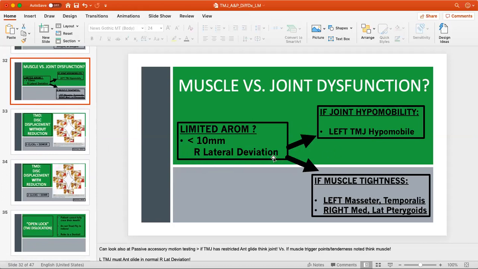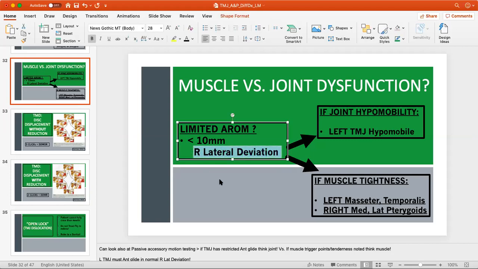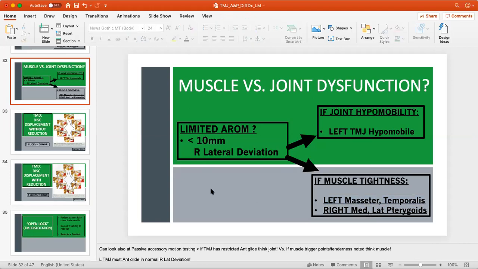In which case, if we have a reduced right lateral deviation, like we said, that left TMJ has to anteriorly glide, so that could be the presence of dysfunction. And then muscles could be tight. And which muscles could be tight? Well, they're going to be the muscles that are opposing that action. So they're going to be the same side muscles for these internal muscles that contralaterally deviate, or they're going to be the opposite side muscles for these muscles that ipsilaterally deviate. So I'll let you puzzle through that on your own, but that's kind of the pattern we see.